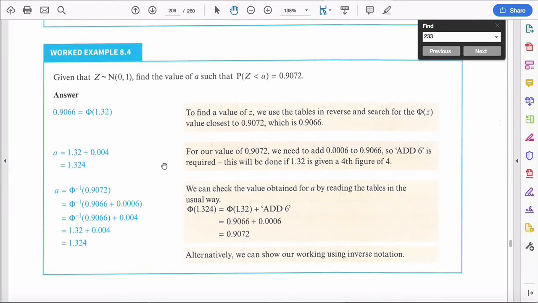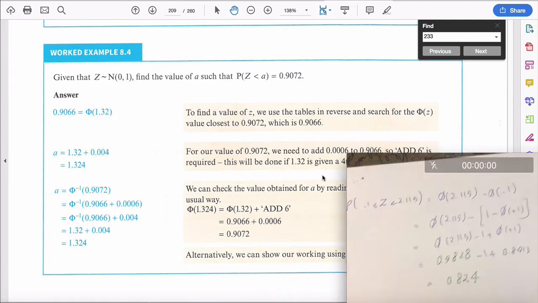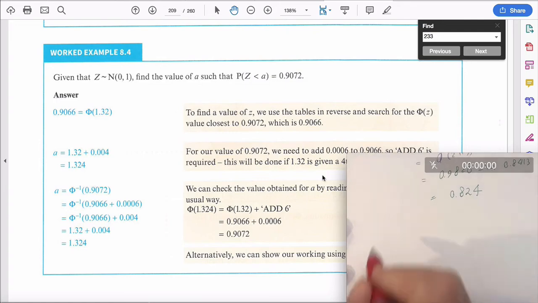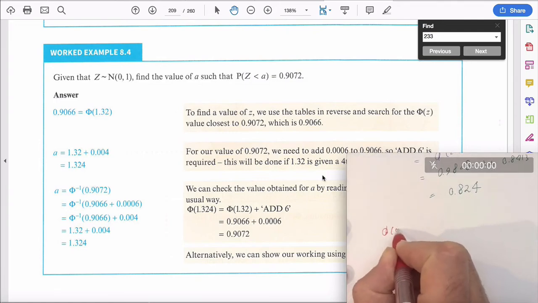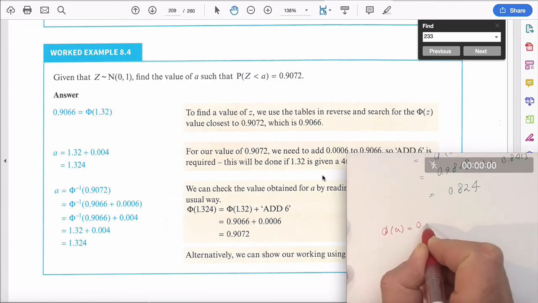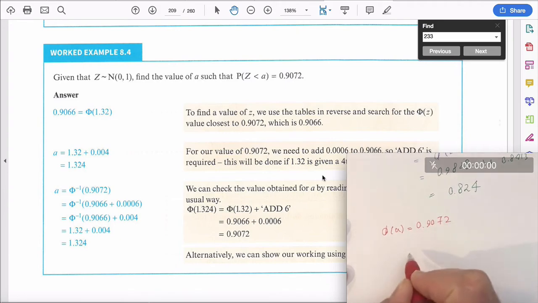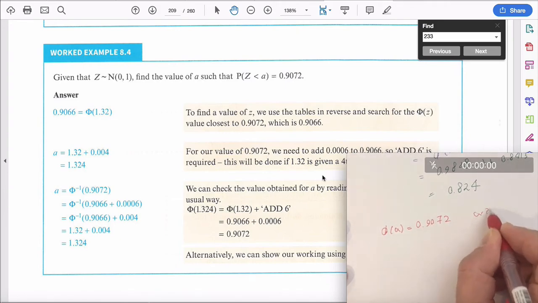Now, sometimes phi is given, it is inverse. It is actually the inverse of what we have been doing. Here, it says Z has normal distribution, standard normal distribution, and A is such that phi of A is 0.9072. See, phi of A is actually 0.9072. You should find A, is the question.